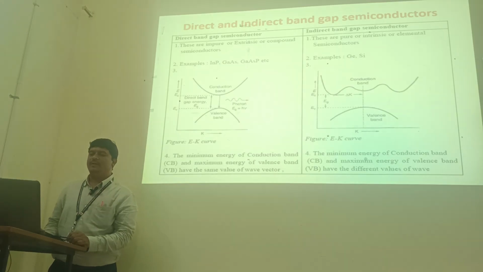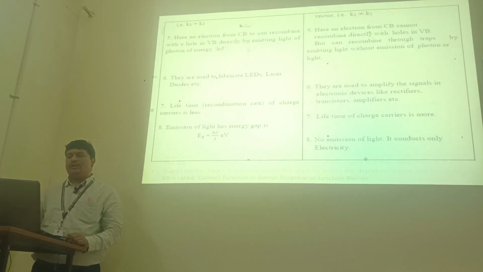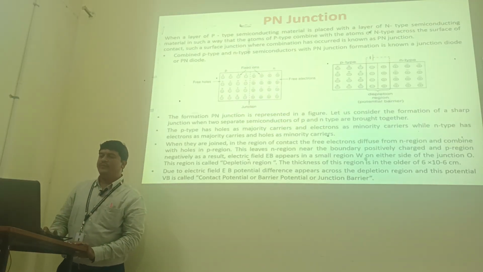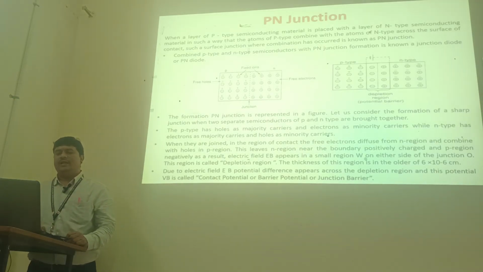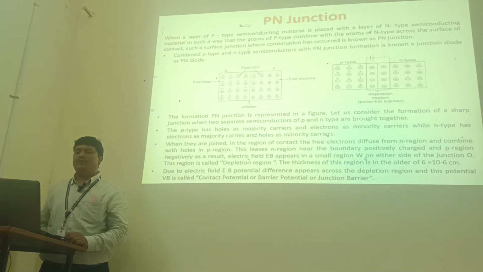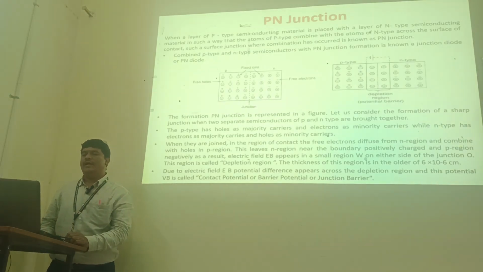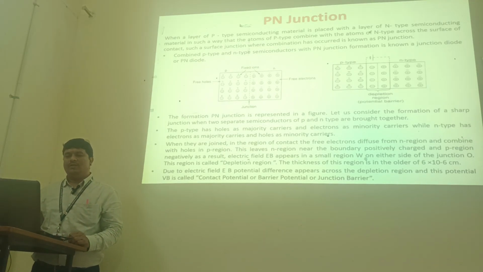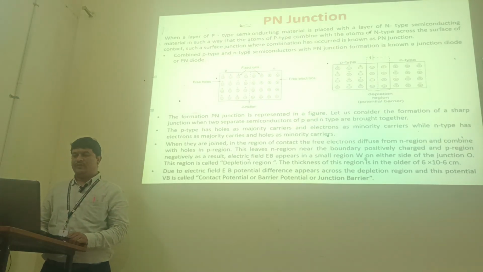Then we discussed the direct and indirect band gap of a semiconductor, and the differences are shown in the table. Next, the PN junction diode. When a layer of P-type semiconductor material is placed with a layer of N-type semiconductor material in such a way that the atoms of P-type combine with the atoms of N-type across the surface of contact, such a surface junction where combination has occurred is known as a PN junction diode. The combined P-type and N-type semiconductor with PN junction formation is known as the junction diode or PN diode.